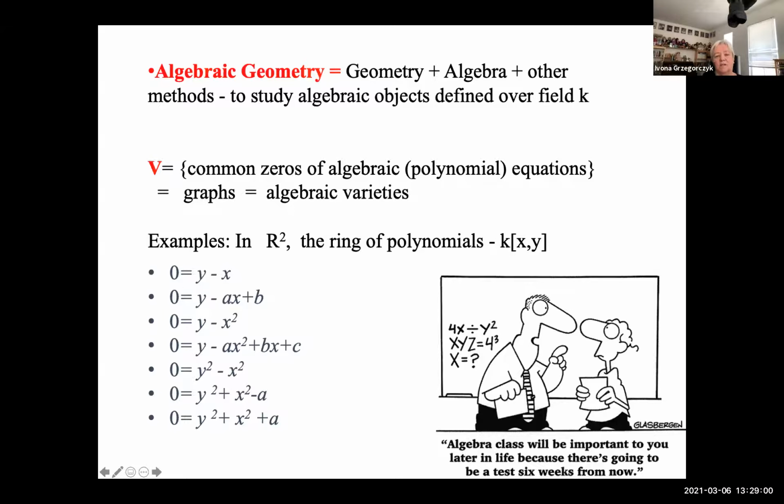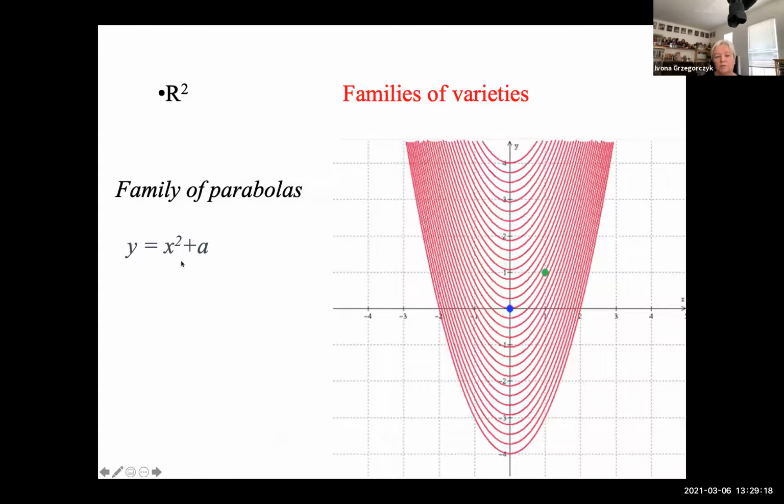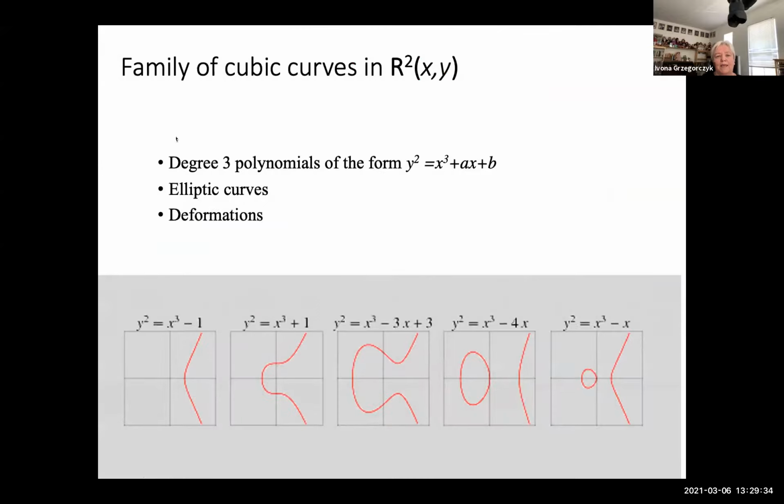So you know a lot of them. I mean, this is a line, this is also a line, this is a parabola, this is also a parabola, this one is a hyperbola, this one is a circle, right? And this one is the empty set, if you're doing it in reals. You, of course, may write the equation in such a way that you have a parameter, and in here you have a family of parabolas. These are all parabolas. The only thing that changes is a. So it's a different a for each parabola, and you can study a family. We can also study a family of algebraic curves.